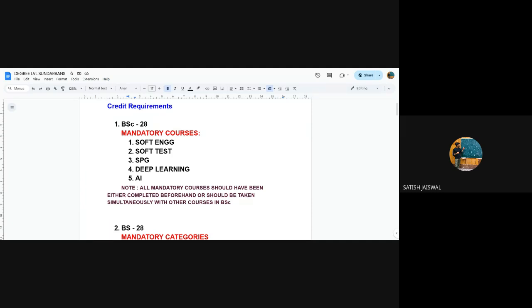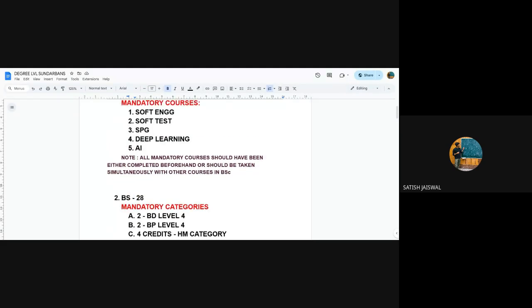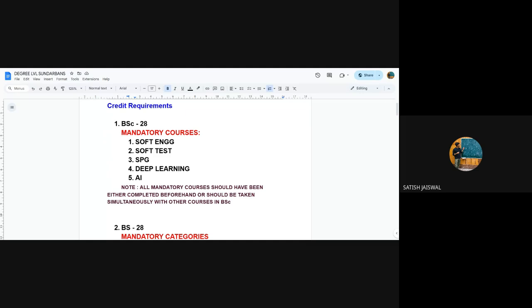So the first thing is we have to complete 28 credits in BSc level and 28 credits in BS level in order to complete your degree. Okay. So there are some rules. In the BSc level, there are 5 mandatory courses, and all the courses that I will be taking are of 4 credits. Forget about the system commands and the TDS thinking that they were of 3 credits. All the courses mentioned in the doc are for 4 credits. So in the BSc level, you have 5 mandatory courses.